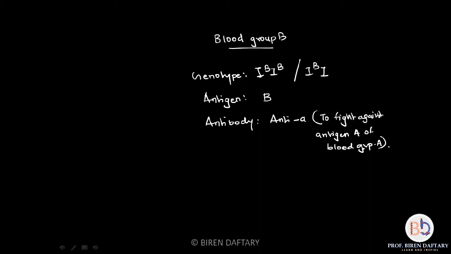Are you getting me? It will also be used to fight against blood group AB, which has the antigen A. So any blood group that has antigen A will be fought with the help of antibody A. That is called anti-A. Are you understanding? Okay, so that is about blood group B. The third type of blood group that we are going to study is blood group O.